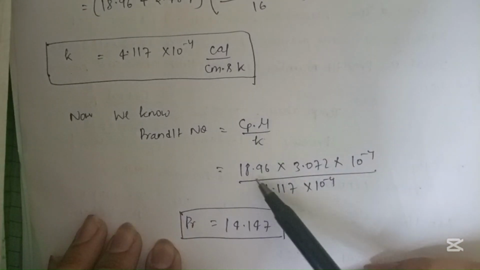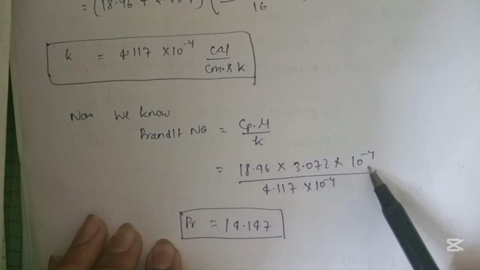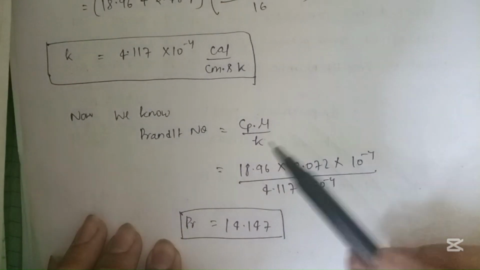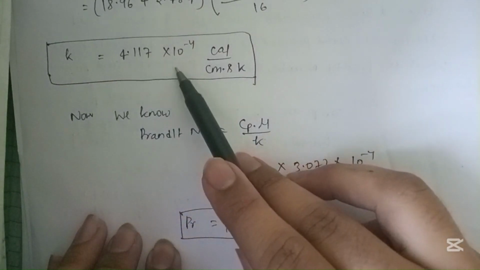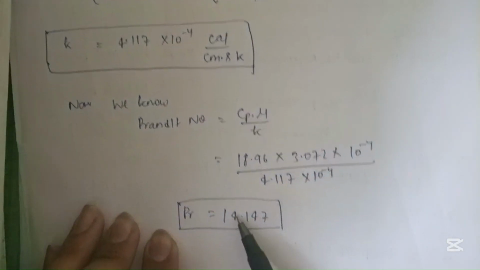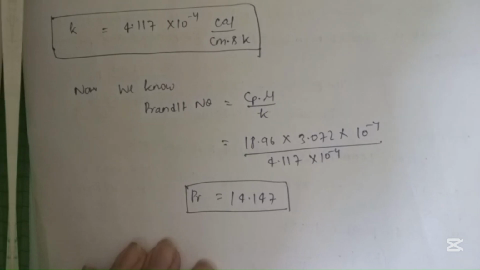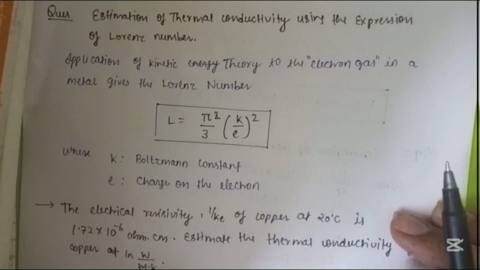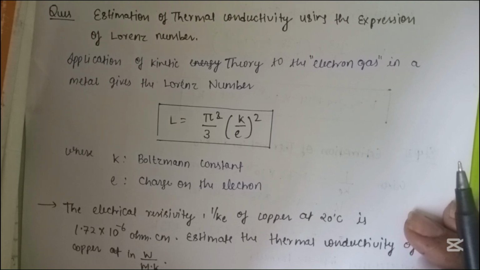Cp is 18.96, mu is 3.072 into 10 to the minus 4 as we just obtained. K we have got 4.177 into 10 to the minus 4, and we obtained the Prandtl number as 14.147, and the question is solved. We are having another question of estimation of thermal conductivity using the expression of Lorentz number.